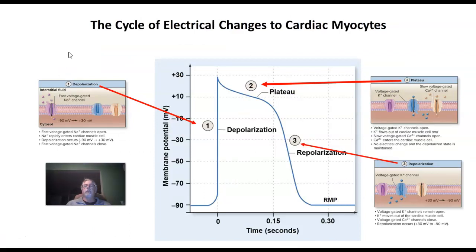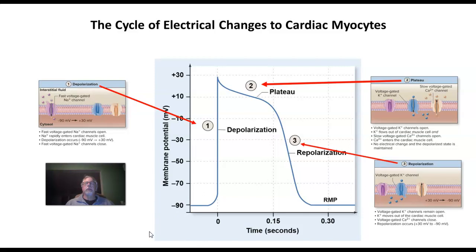Okay, we've set the stage for the electrical events that happen in a cardiac myocyte. Here they are represented graphically, showing the change in membrane potential, how positive or negative the inside of the membrane is, on the y-axis, and on the x-axis, what happens over time. These are seconds on the x-axis. There are three main events happening. One is called depolarization, two is the plateau phase, and three is a repolarization event. So let's go through these, starting with step 1.